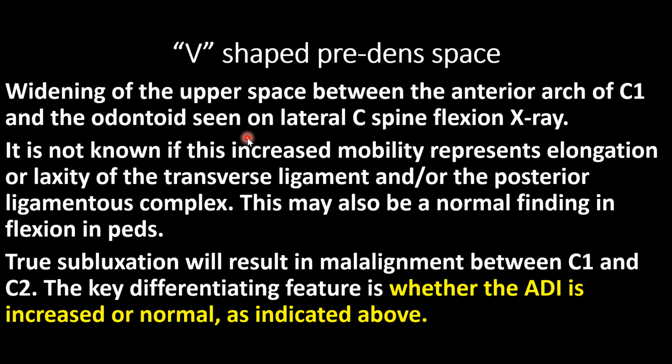The V-shaped predens space, widening of the upper space between the anterior arch of C1 and the odontoid process on lateral cervical spine flexion X-ray. It is not known if this increased mobility represents elongation or laxity of ligaments. The most important thing to differentiate in pathology is whether there is increased atlantodental interval or not.